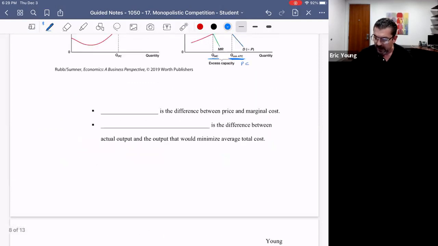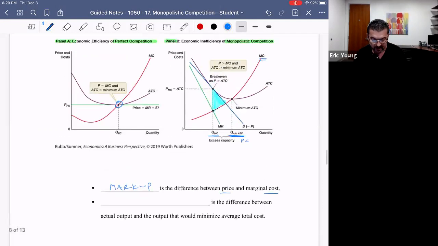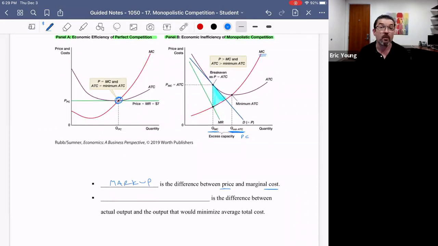Really quickly, before we move on, I want to give you a couple of business terms. In business, we use the term markup to represent the difference between price and marginal cost. So in PC, there's no markup because price equals marginal cost. But we see right here in monopolistic competition that the price is way up here and the marginal cost is way down here. Price is greater than marginal cost.